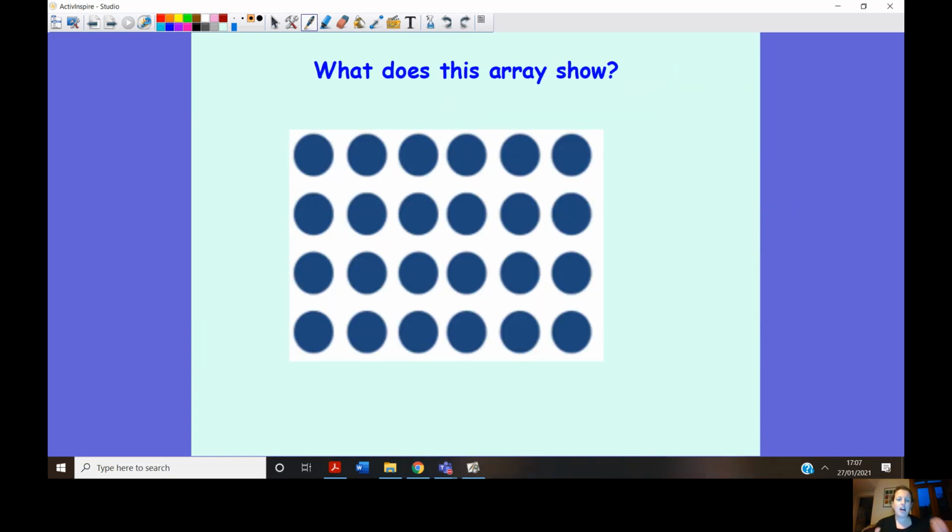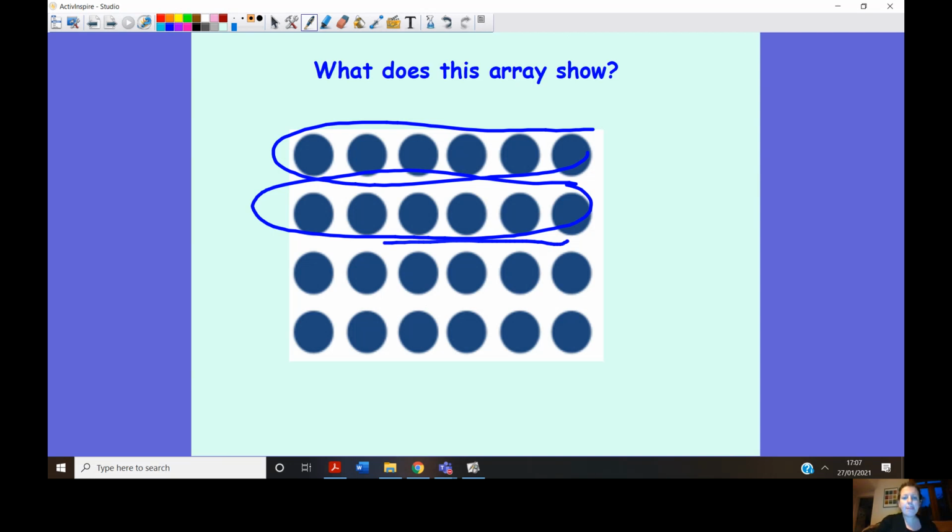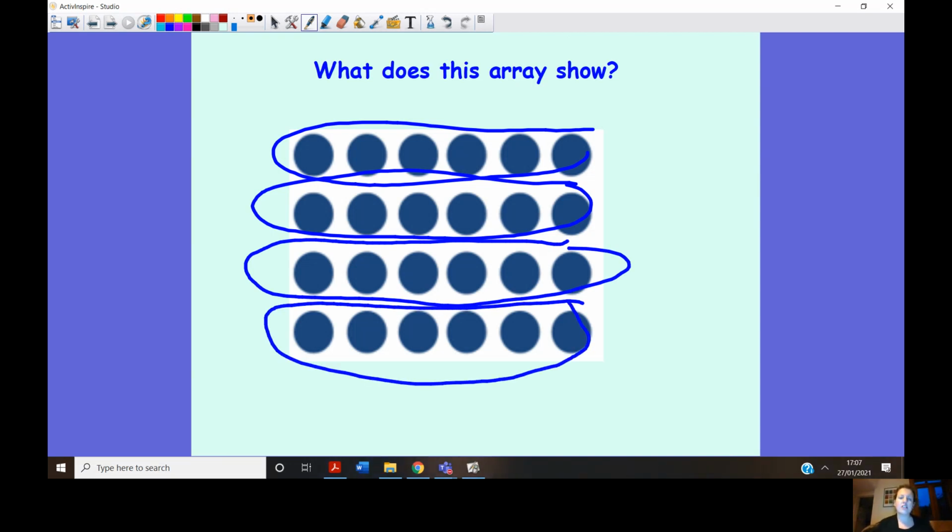What does this array show? Pause the video now, see if you can quickly talk your way through it, and then I'm going to talk through what it shows. Okay, what does it show? How many rows does it show? It shows 1, 2, 3, 4 rows.